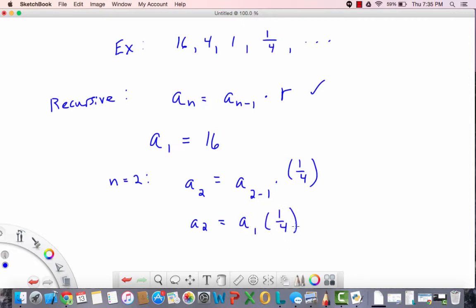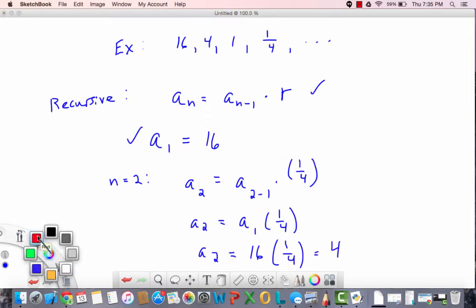Let's stop here for a second. A sub 2, the second term, is the first term times 1/4. That shouldn't be a surprise. A sub 2 equals, now we come to our initial condition, that's 16 times 1/4, which is 4. And that agrees with our second term.